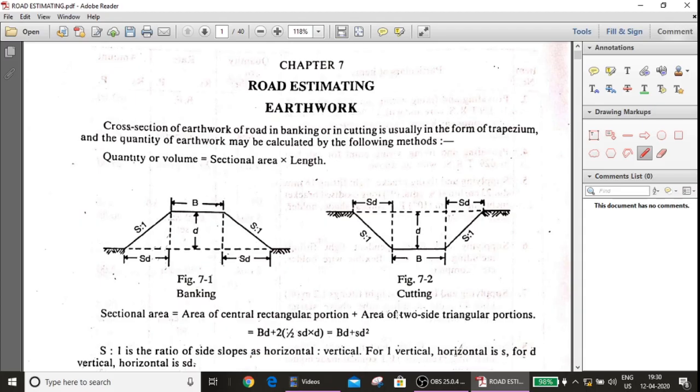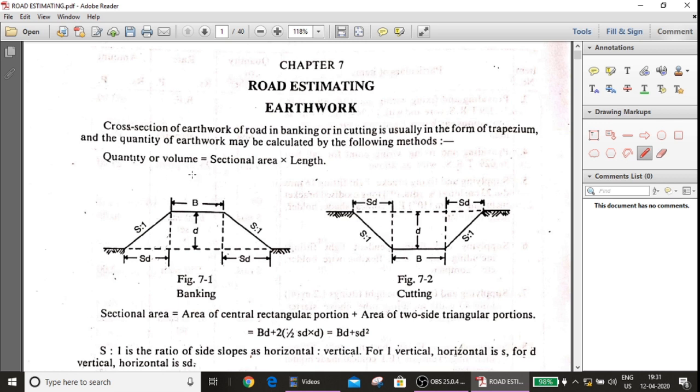Dear students, yesterday we saw one video about the introduction of road estimating earthwork. Today we will go into some detail. The cross section of the earthwork of a road in banking or in cutting is usually in the form of a trapezium, and the quantity of earthwork may be calculated by the following methods.